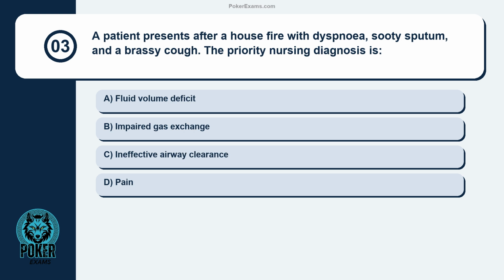Question 3. A patient presents after a house fire with dyspnea, sooty sputum, and a brassy cough. The priority nursing diagnosis is: fluid volume deficit, impaired gas exchange, ineffective airway clearance, pain.